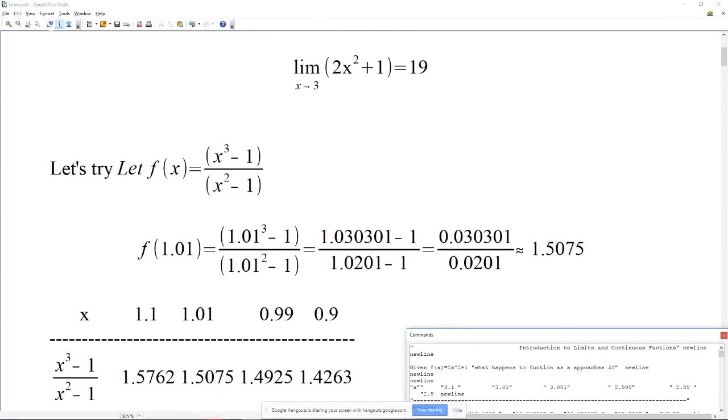But when I do, hold on. 1.01 cubed. Is that still 1? No, this. I already did the math for you guys.